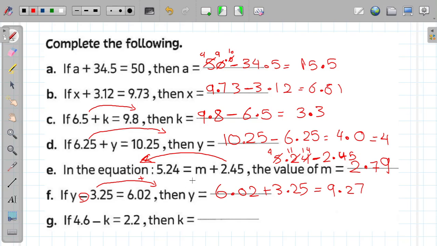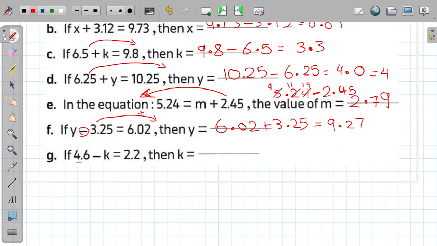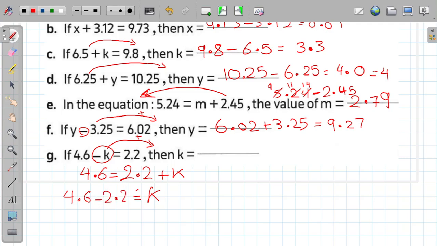So I will use the inverse operation, but first I will send k to the other side with inverse operation. So it will be 2.2, and I will send k to the other side. I have here a subtraction operation, so I will send it with an addition operation, so it will be plus k equals 4.6, okay? And I will send 2.2 to the other side with inverse operation, so it will be k equals 4.6 minus 2.2, okay? So k equals 6 minus 2 equals 4, and 4 minus 2 equals 2, so it will be 2.4, okay?